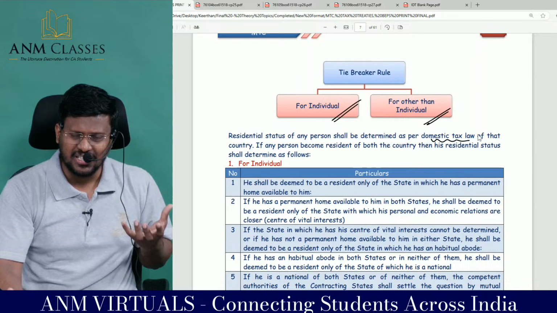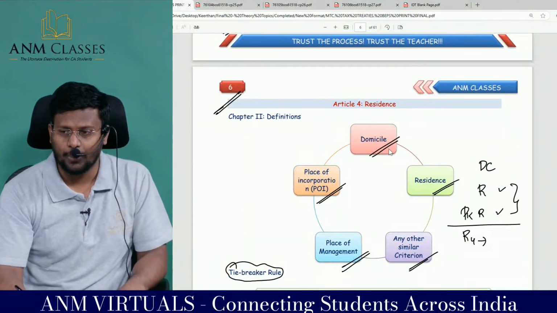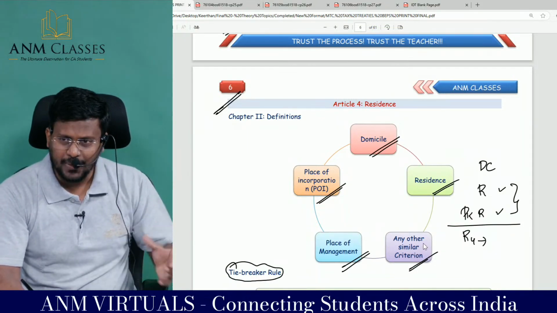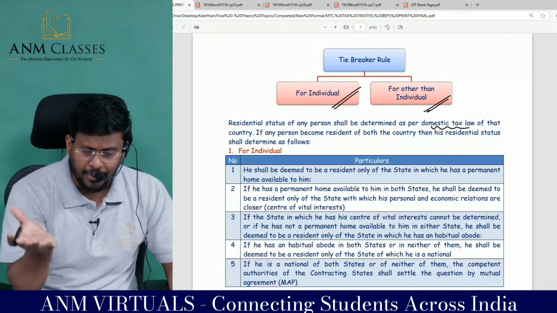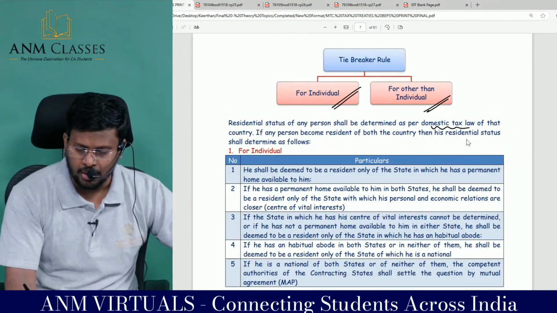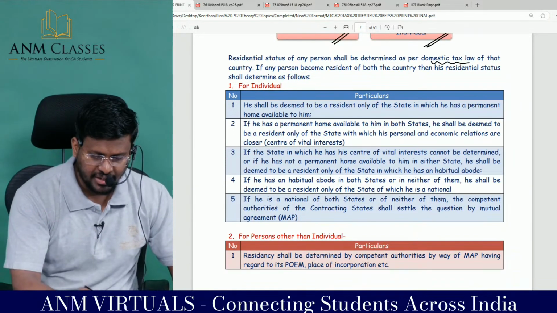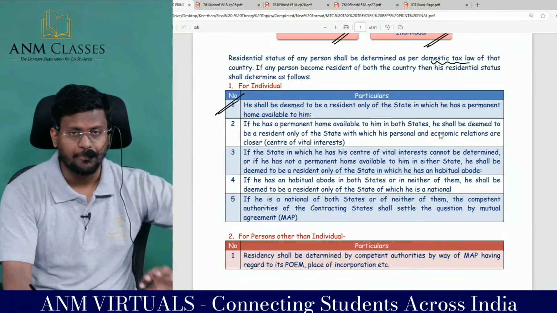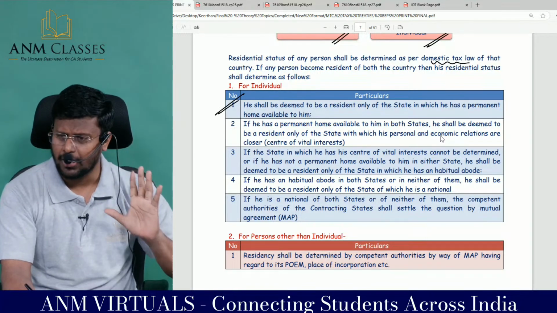On what basis will I determine the residential status? It's based upon either domicile, residence, any other similar criteria, place of management or place of incorporation. Once you get the answer for that, if any person becomes resident of both countries, then his residential status shall be determined as follows. For an individual, he shall be deemed to be resident only of the state in which he has a permanent home available to him. Check in which country he has a permanent home.